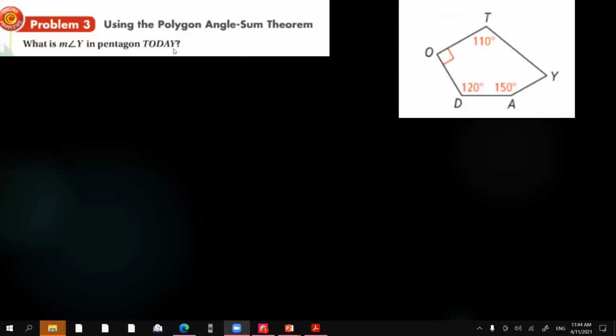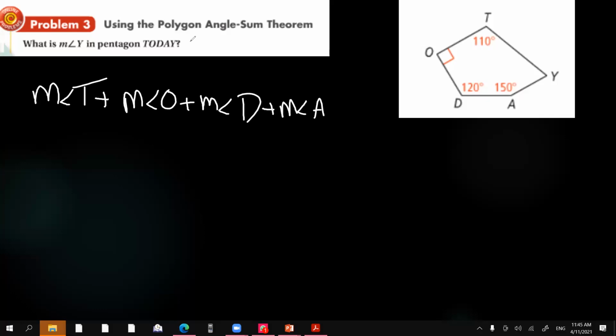Now, for this question here, we have the same. We have many angles, and some of these angles, sorry, I don't know their measures. So I will say the measure of angle T, as we did in the triangle, plus the measure of angle O, plus the measure of angle D, plus the measure of angle A, plus the measure of angle Y will be what? Can I say 180? No, this is not a triangle. Say (n-2) multiplied by 180.